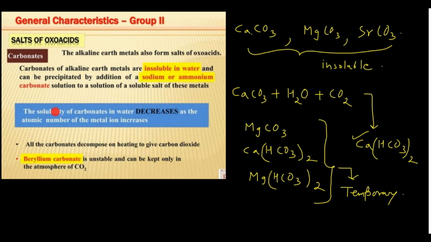Now the next very important thing is what I have written here. The solubility of the carbonates in water decreases as the atomic number of the metal increases.